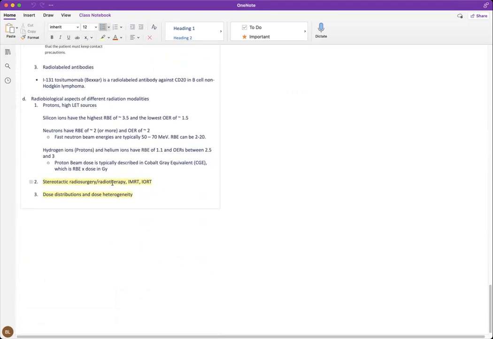Radio-labeled antibodies. I guess there was one example I found that I put in here. Iodine 131 tositumomab is a radio-labeled antibody against CD20 in B-cell non-Hodgkin lymphoma.